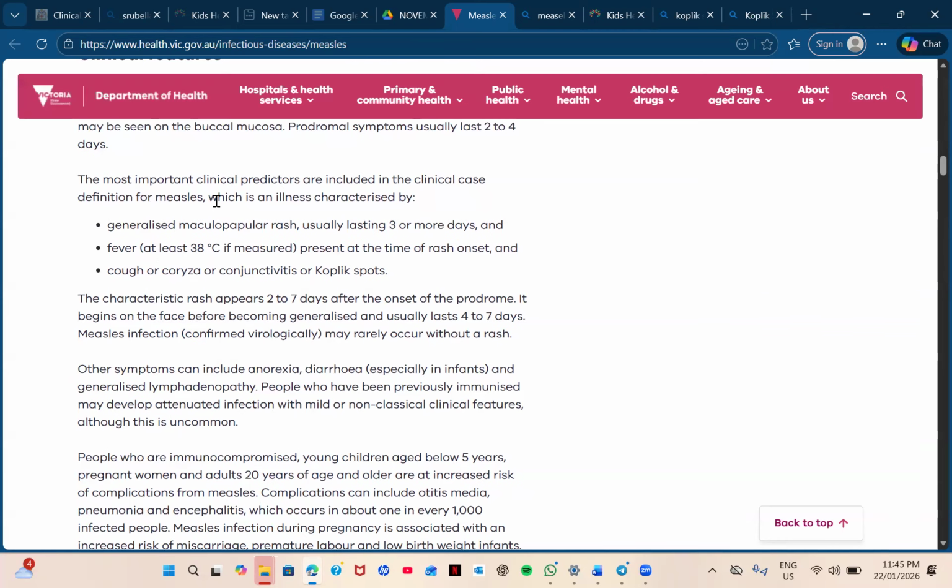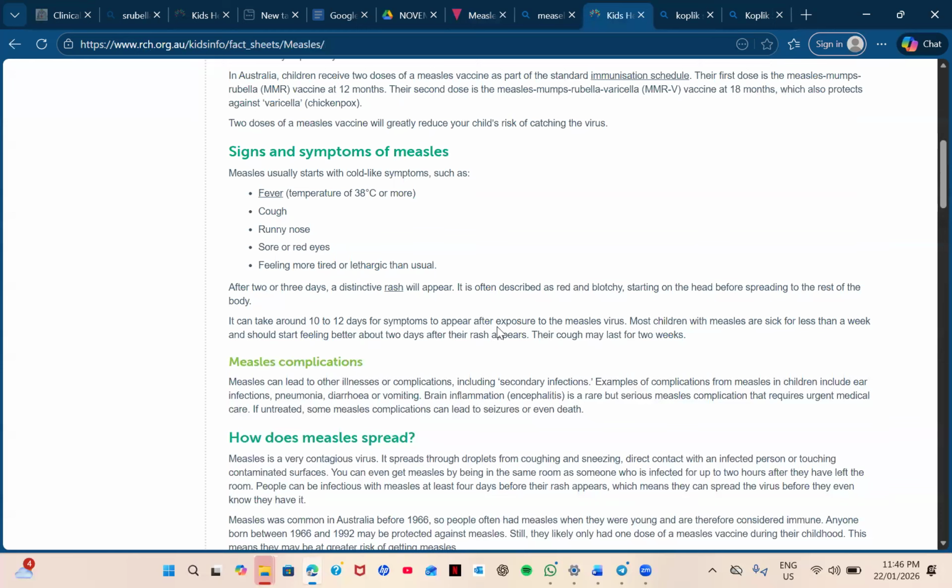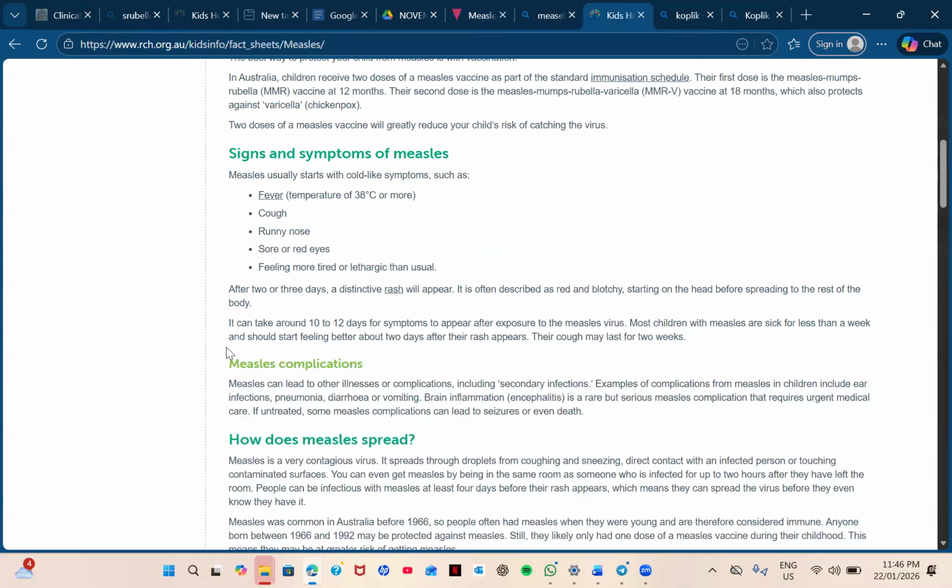No, doctor, here. Even though they have mentioned here that fever, at least 38 if measured, is present at the time of rash onset. Okay, yeah, sorry. So they are mentioning here. I have to check it with this one as well. Okay, the initial symptoms. These are, yeah, okay. So here, doctor.